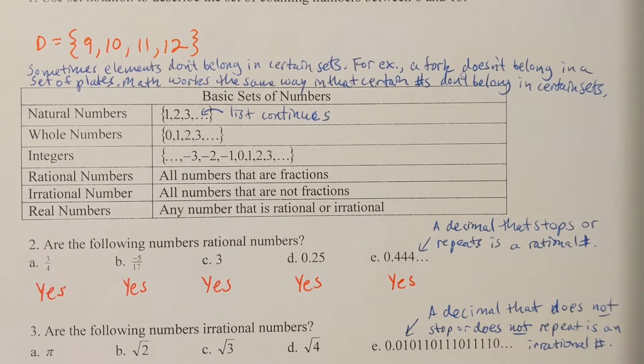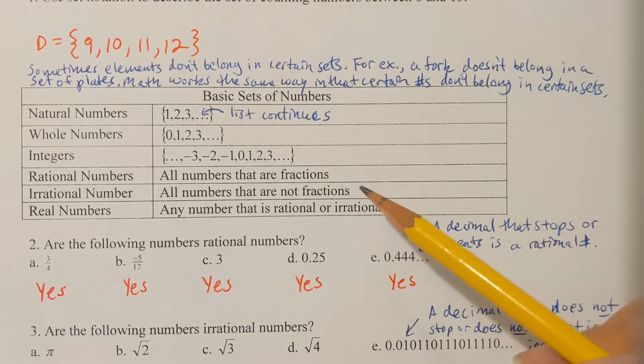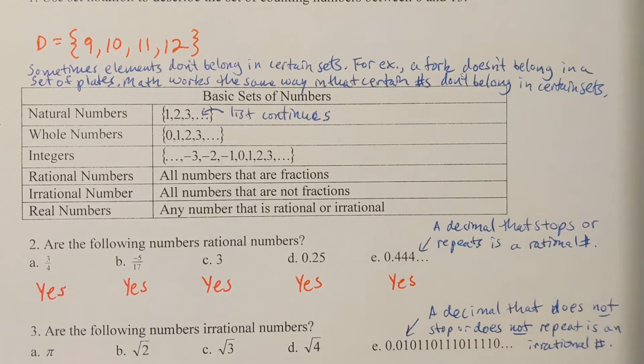We have the rational numbers. Rational numbers are just fancy words for saying that you're talking about fractions. So all numbers that are fractions are called rational numbers. And then we've got irrational numbers. An irrational number is a number that is not a fraction. So like the square root of 2, that's not a fraction. Or pi, that's not a fraction.